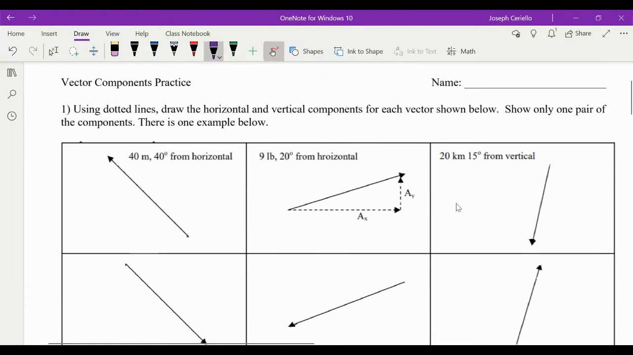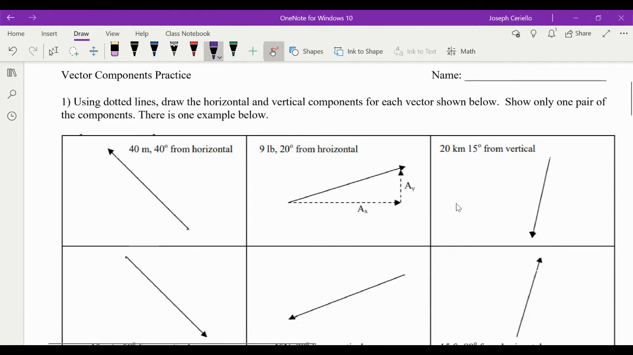Everyone, just doing some vector component practice. What we're going to start by doing is just drawing in the x and y components on vectors.